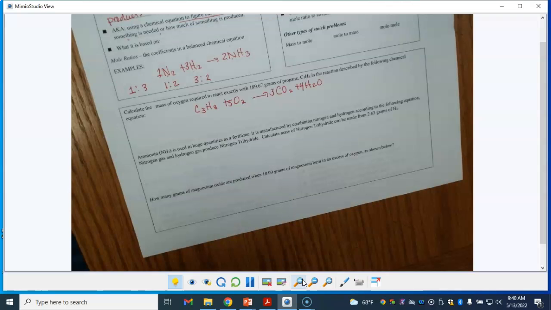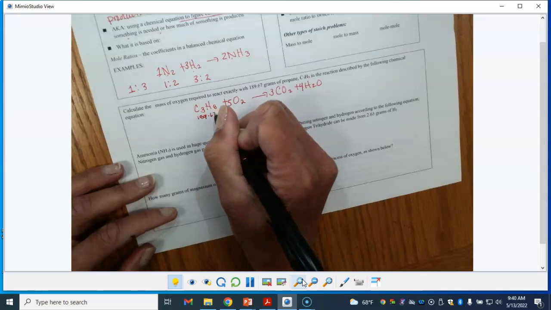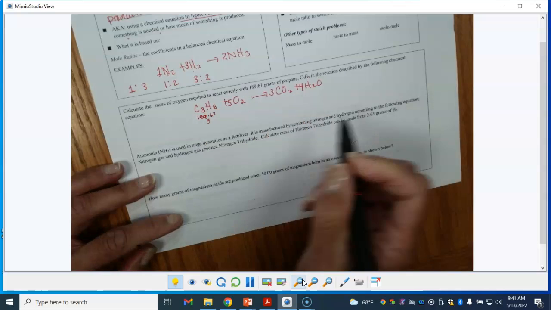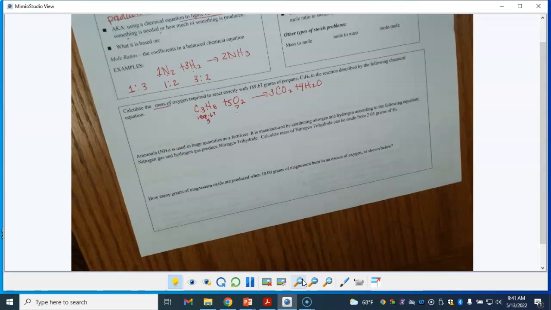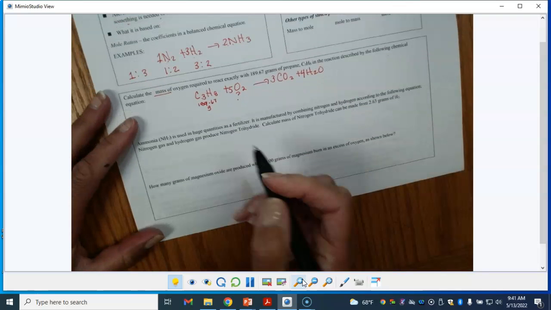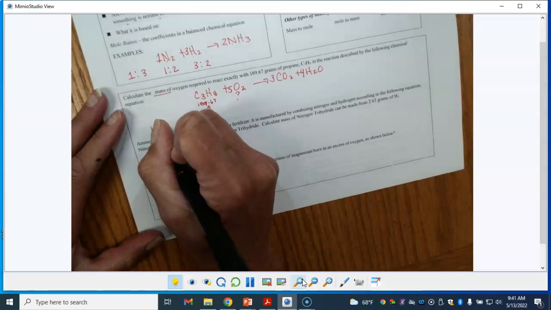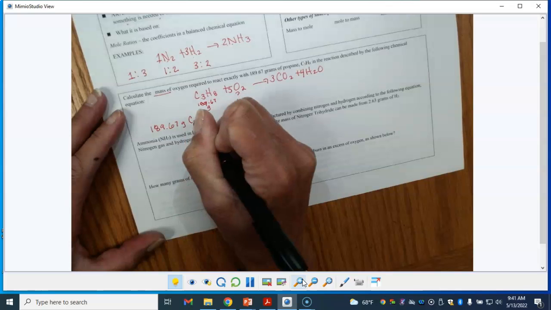So they are giving us 189.67 grams of propane. And they want us to figure out how much oxygen is needed to complete this reaction. So this is where we're going to start. We're going to start with what we're given, 189.67 grams of propane.